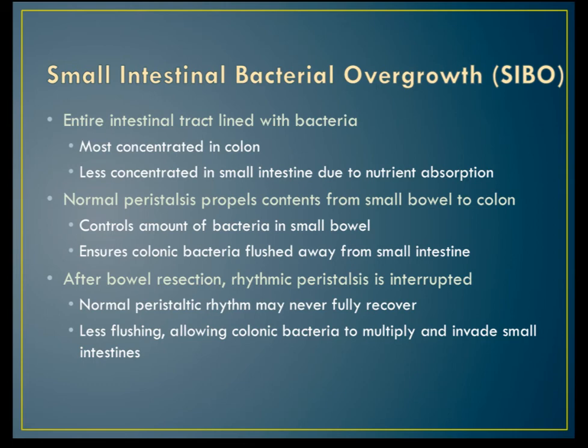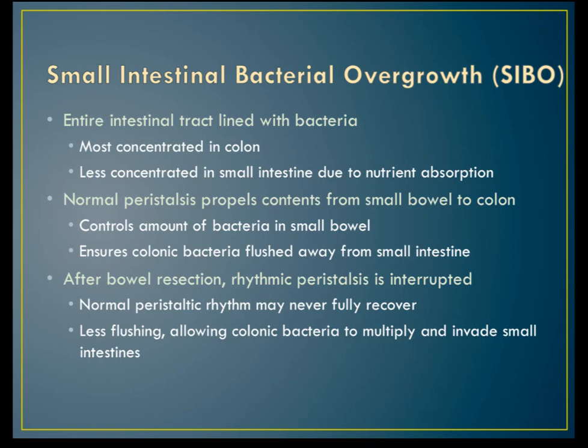The bacteria is most concentrated in the colon because we're not worried about nutrient absorption in the colon. In the small intestines, we need the surface area, we need our intestines to be exposed to the contents to be able to absorb them, so we don't want a high concentration of bacteria. Normal peristalsis will keep this all in check as it moves contents down throughout the gastrointestinal system.